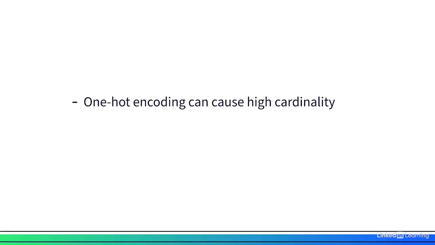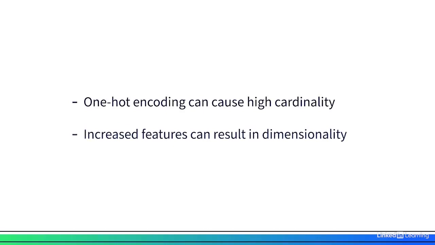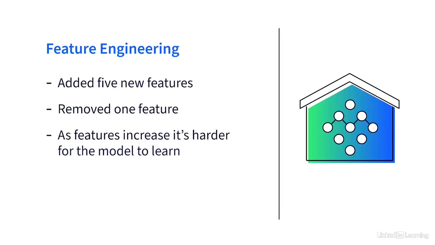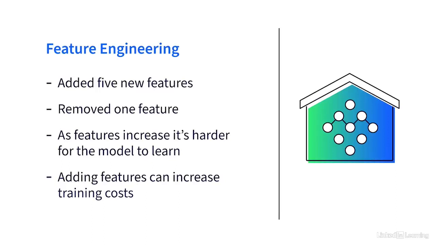One-hot encoding can cause high cardinality, which means as the number of features or columns increases, you can experience the curse of dimensionality. We added 5 new features to our dataset and removed 1. It's important to remember that as features increase, it makes it harder for the model to learn and generalize, and can increase your training costs. Now that you're familiar with feature engineering, let's see it in action.